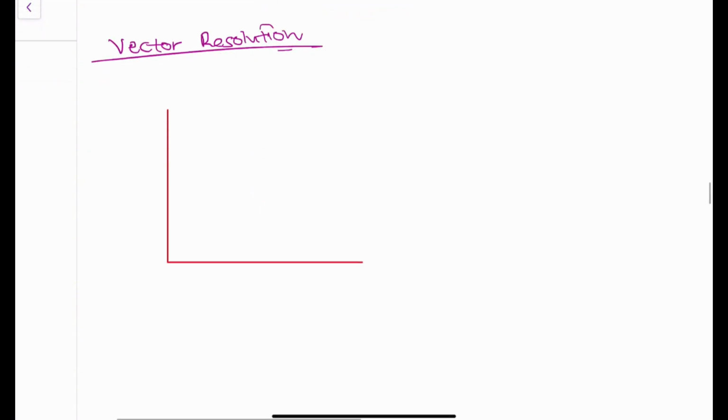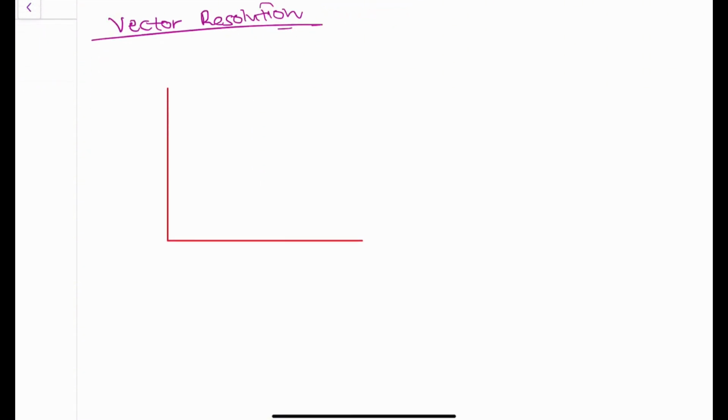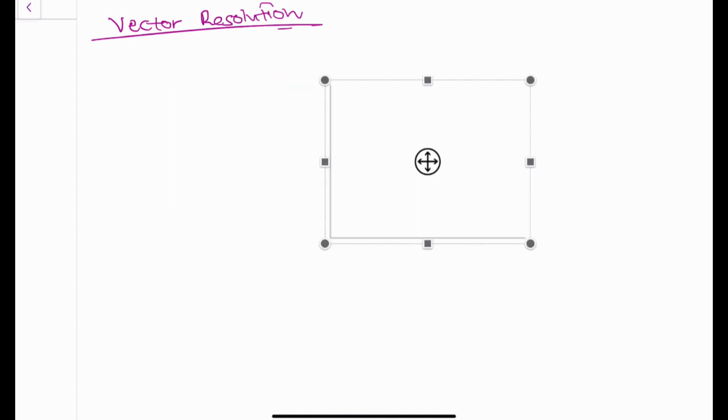So with vector resolution, you're going to take your vector over here, right? So you're going to have this vector, right? Let's put it over here. And you're going to have a vector that is inclined at an angle. That's the whole point of vector resolution. It is the process of splitting a vector into its components, which are, number one, vertical components, and number two, horizontal components.